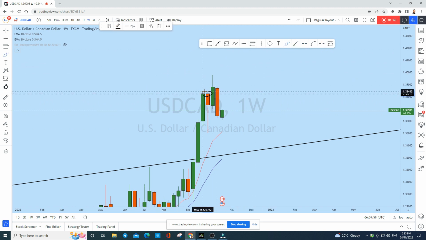As you can see, there is a red weekly candle here. We could potentially see a drop from here, or we could see it earlier from this level, where we can see the price come back to the weekly support zone, which is acting here as a resistance.